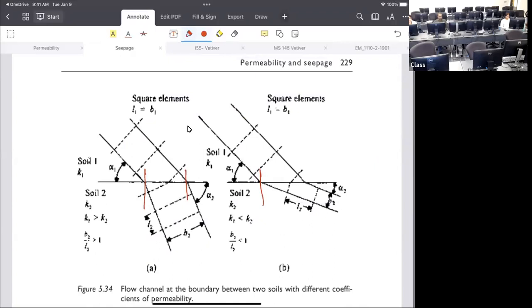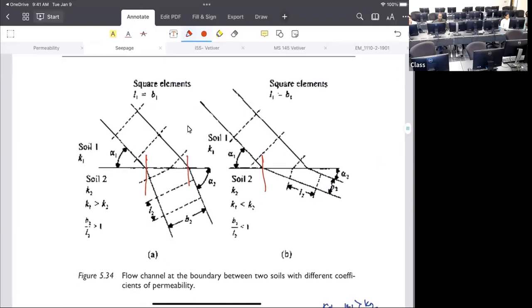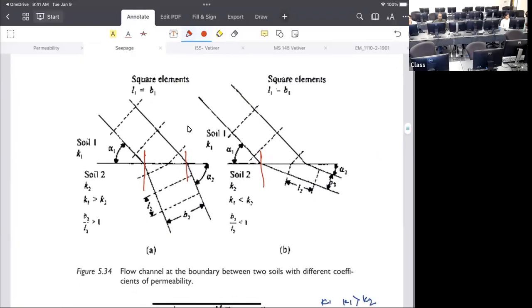Okay, now let's look into this. You have L1 and B1. There are two things, you know. So at the first one, let's say we are trying to consider that in the flow net. In the flow net, what happens? You have two lines, right? You have a square, not a rectangle. Within the square, you have two sides. One is the equipotential line, and the other is the flow line.